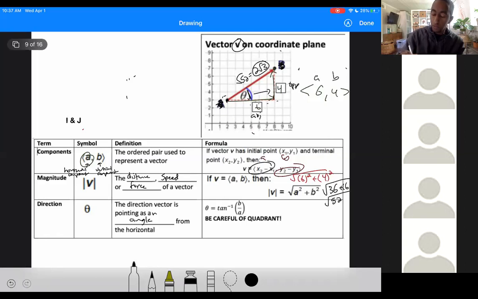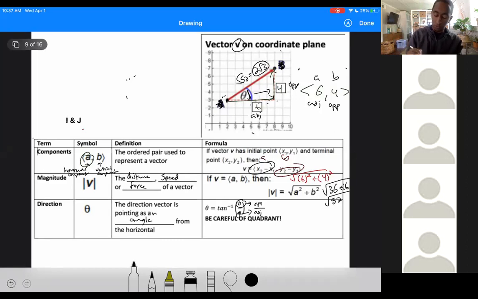Your opposite is your B, and your adjacent is your A, and that's always going to be the case. So every single time, if this is the opposite and this is adjacent, it's just going to be tangent inverse of B over A, because B will always be your opposite, A will always be your adjacent, and to find the angle, you do the inverse.